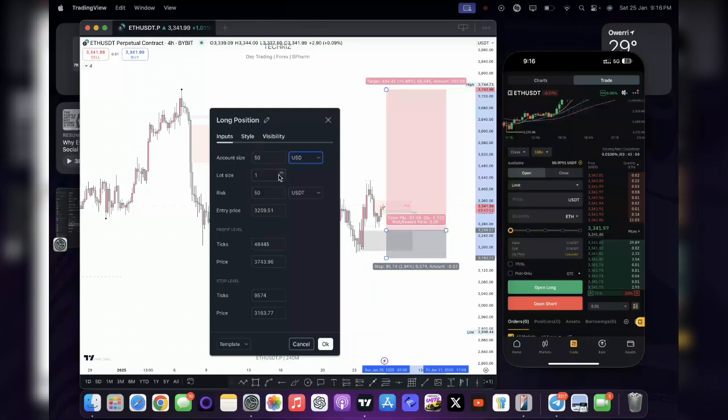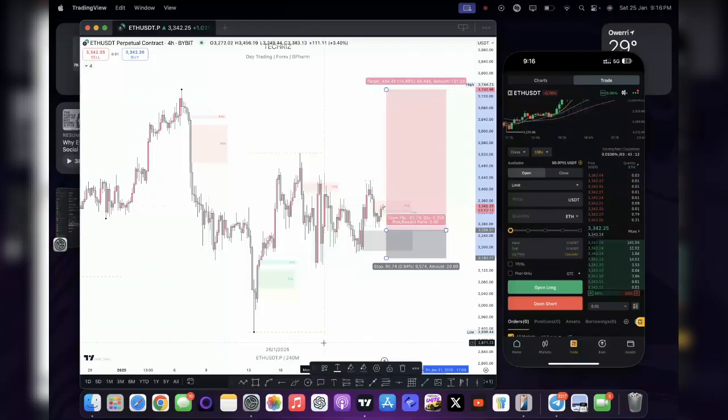So your risk is what? I want to risk just $20 on this trade, right? Let me put this back to one. So I want to risk $20 on this trade, 20 USDT. The entry price, everything, don't touch it. It's correct because what is here is what has been filled into this place. So I have $50. I want to risk $20, right? Let's click on OK.